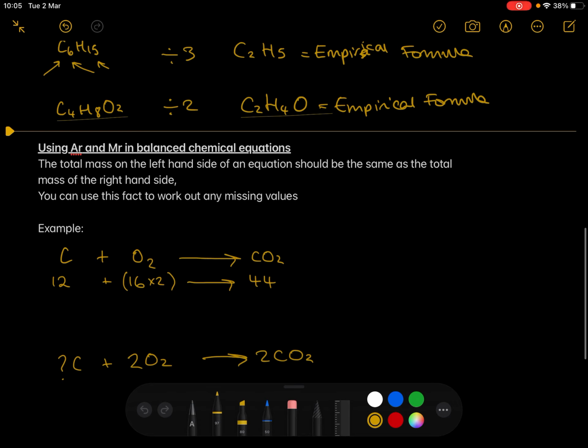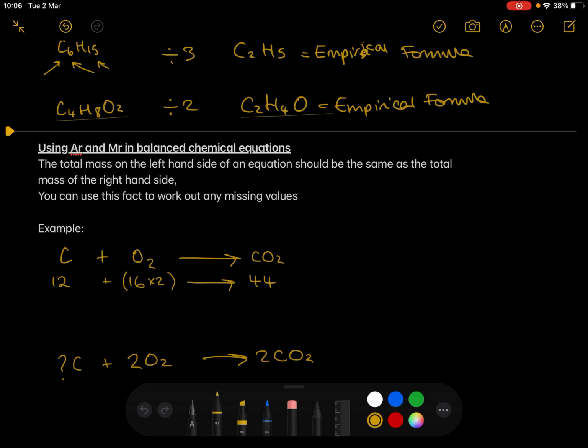Right, our final bit that we're looking at is using masses in balanced equations. So the total mass on the left-hand side of an equation should be the same as the total mass on the right-hand side. And you can use this fact to work out any missing values. So I've given an example here. You've got carbon plus O2 goes to CO2.